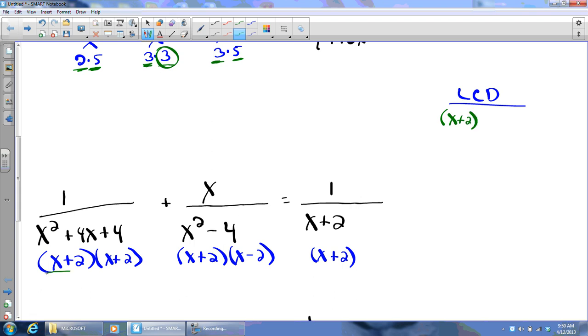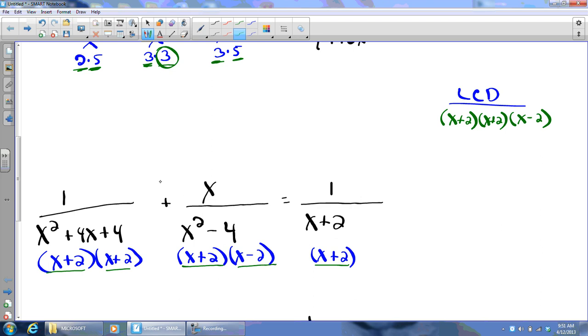That could represent one of these quantities. One there and that one there. I know I need another x plus 2. It's going to represent him. It's going to represent nobody else. Then I need an x minus 2. And so that'll represent that.